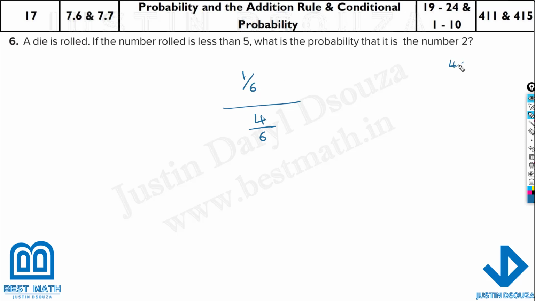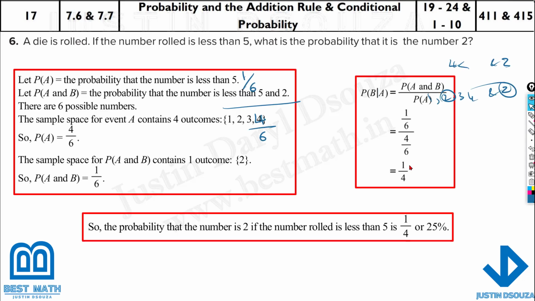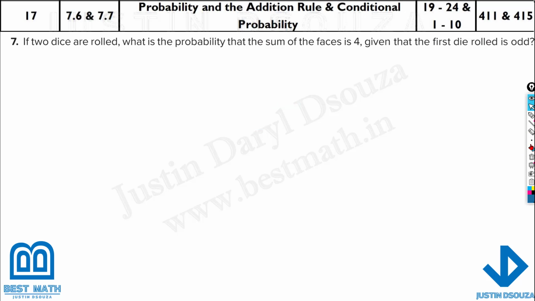Because they have told less than 5 and 2. So 1, 2, 3, 4 and 2. Only 1 is the common term. So it's 1 by 4th or 25% here. So 1 by 6 divided by 4 by 6, 25%.